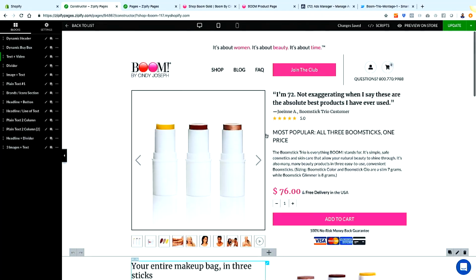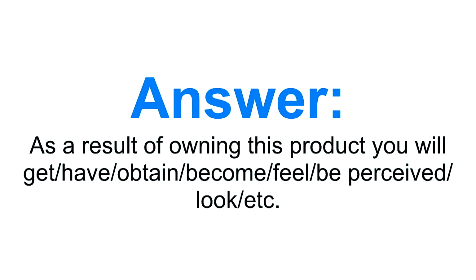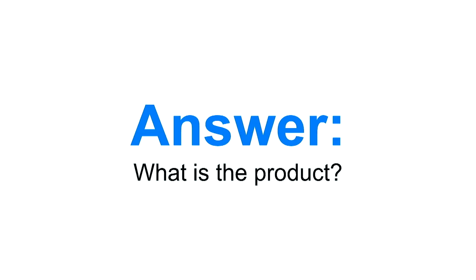Now, for those of you that might be confused about how to write the ownership benefit statement and or the recap of the value of the product, what you got to do is you got to answer these questions. As a result of owning this product, you will get, have, obtain, become, feel, be perceived as, look, etc. So what is the benefit of owning that? Answer that, and then answer, what is the product? So those are really the 2 questions that you have to answer.